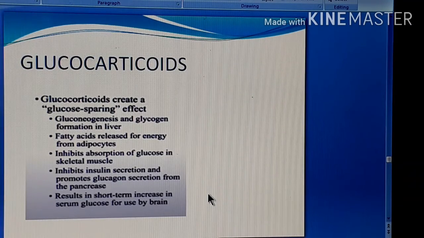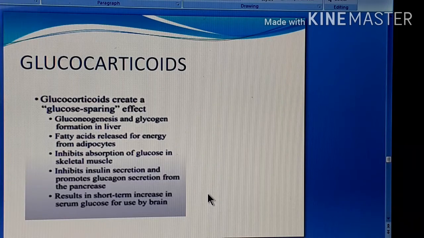Now, what is the role of glucocorticoids? Glucocorticoids have diverse functions in the human body. Certain functions of the glucocorticoids like cortisol are mentioned below, and one of the effects is the glucose sparing effect.